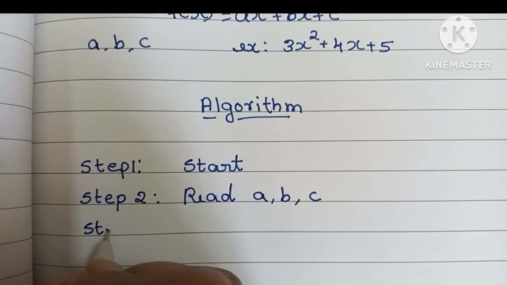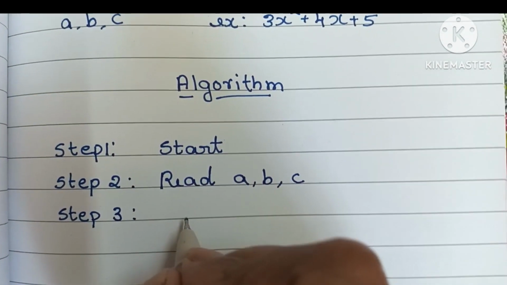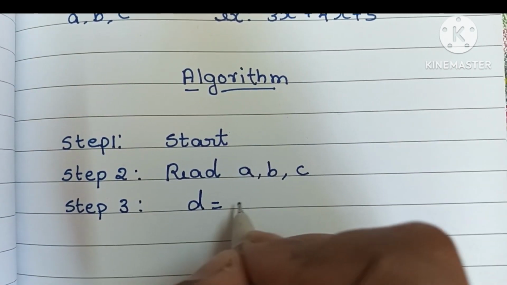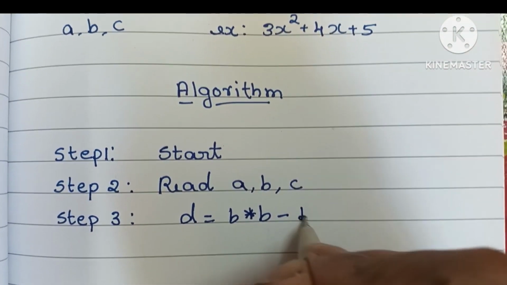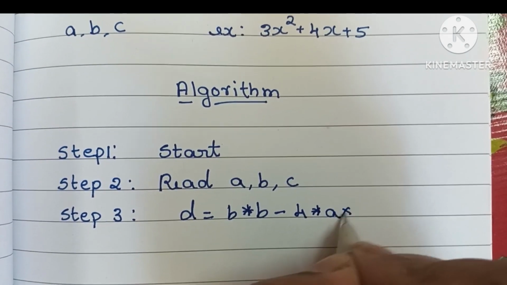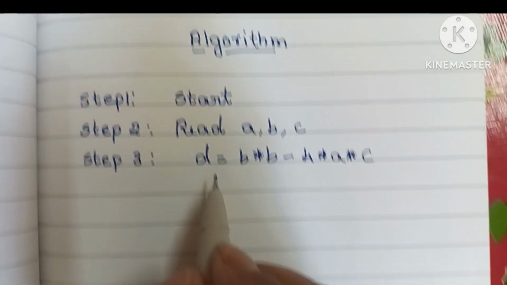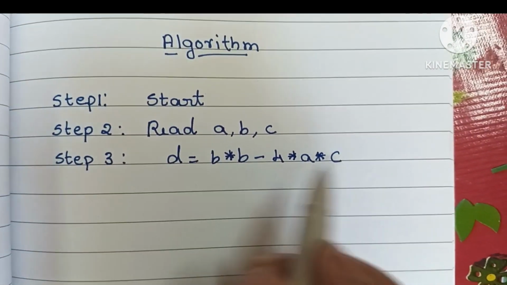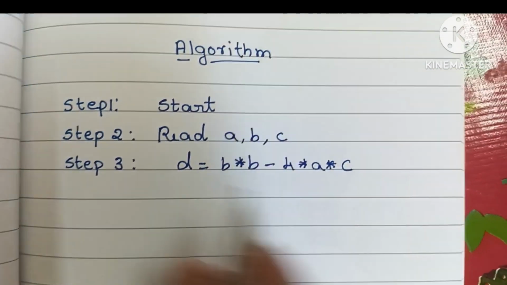In step 3 we have to calculate the discriminant value using the formula d = b² - 4ac, that is b into b minus 4 into a into c.